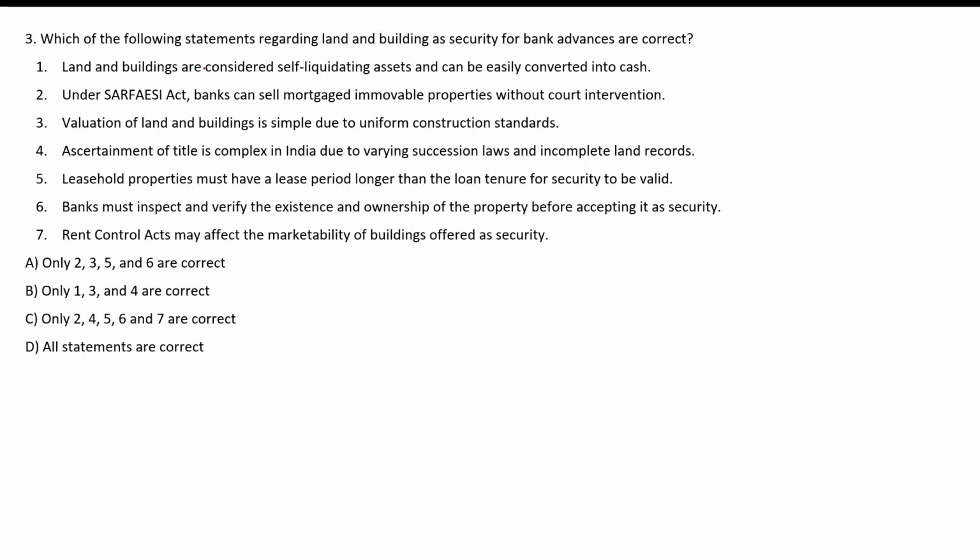Which of the following statements regarding land and building as security for bank advance are correct? Land and building are considered self-liquidating asset and can be easily converted into cash. So this is incorrect. They are not self-liquidating in nature. Under SARFAESI, banks can sell mortgaged immovable property without court intervention. Yes, in SARFAESI they can. So this is correct. Valuation of land and building is simple due to uniform construction standard. No, valuation is difficult to ascertain. Ascertainment of title is complex in India due to varying succession laws and incomplete land record.